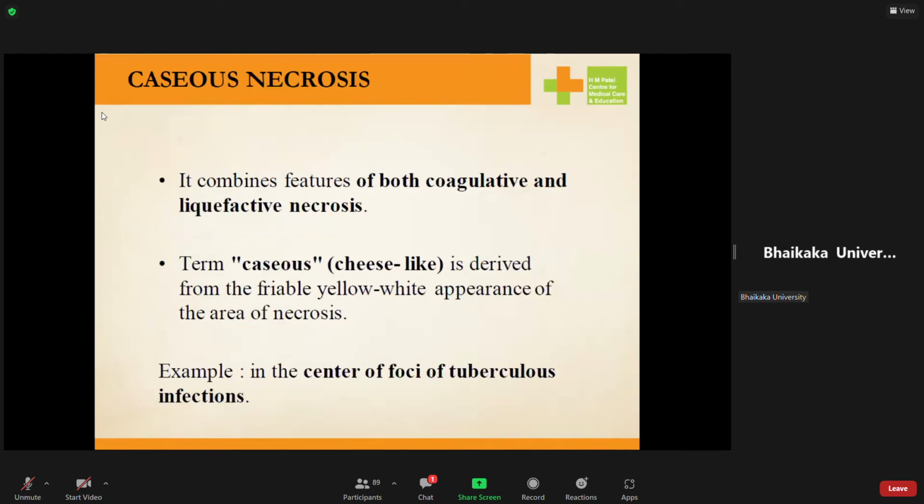The next is caseous necrosis. So what happens in liquefactive necrosis? In liquefactive necrosis, the tissue is transformed into a liquefied mass, and it leads to the formation of a dissolved mass walled off by a cystic cavity. Okay. Then caseous necrosis is a combination of both coagulative and liquefactive necrosis. The term caseous means cheesy-like appearance, and it is derived from the friable yellow-white appearance of the area of necrosis. The example of it is the center of the foci of tuberculous infection.